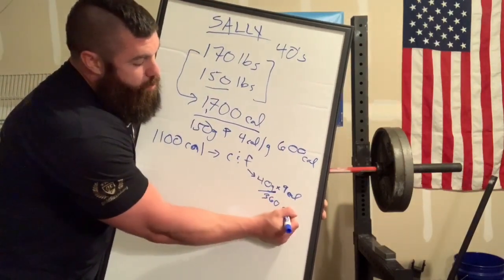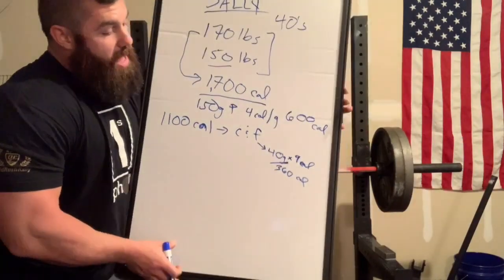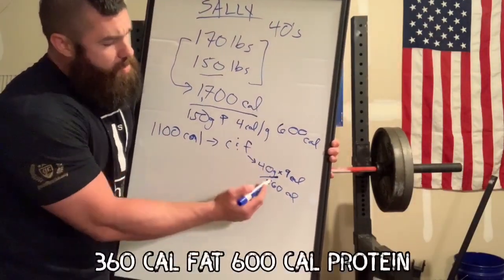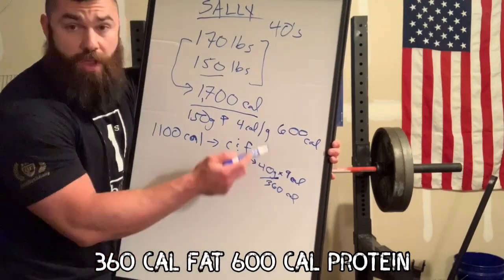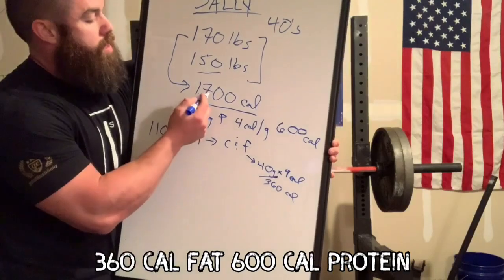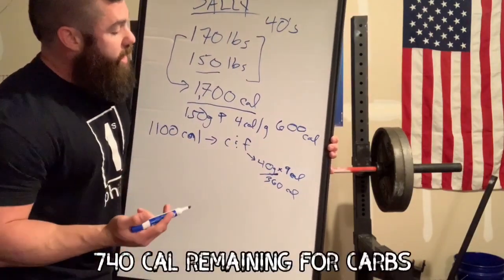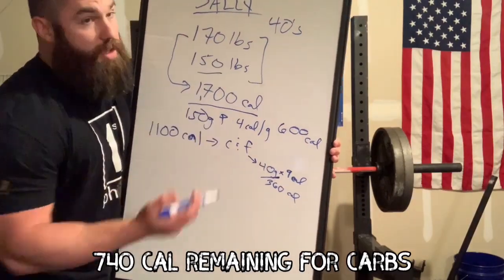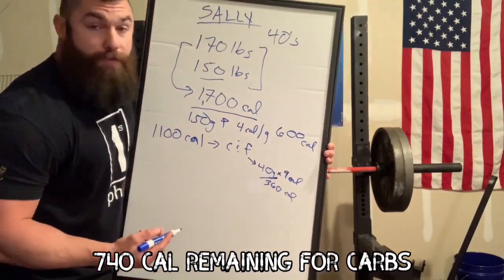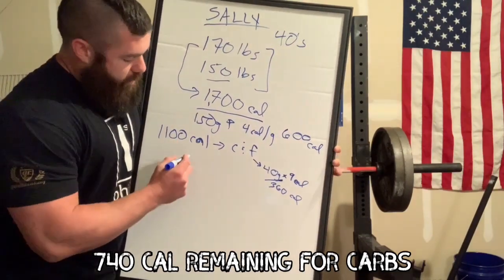So we're getting 360 calories from fat. We're getting 600 calories from protein. That means we're getting 960 calories between those two macros. So we have 1,700 minus 960, which is 740 calories, if my math is right, that we can give to carbs.